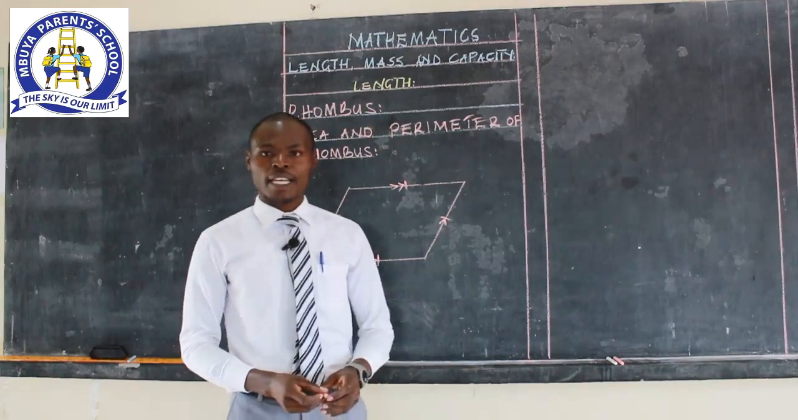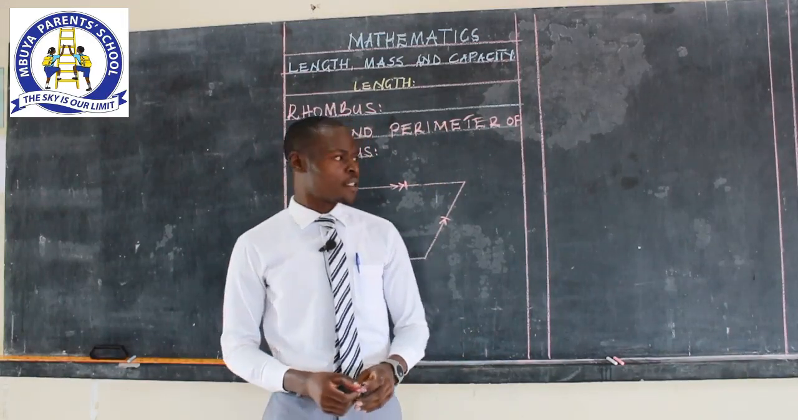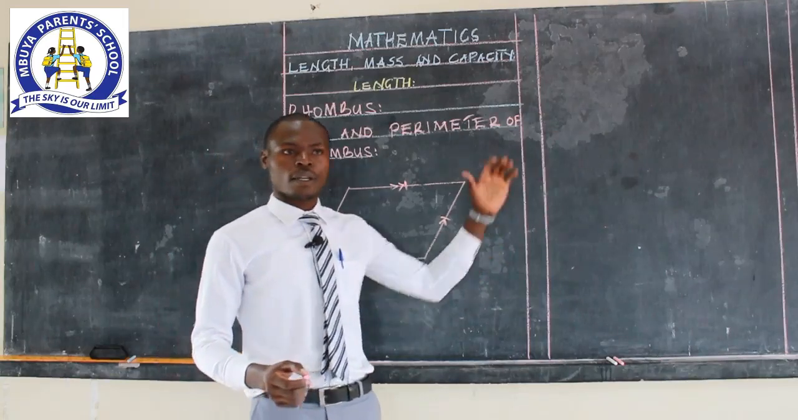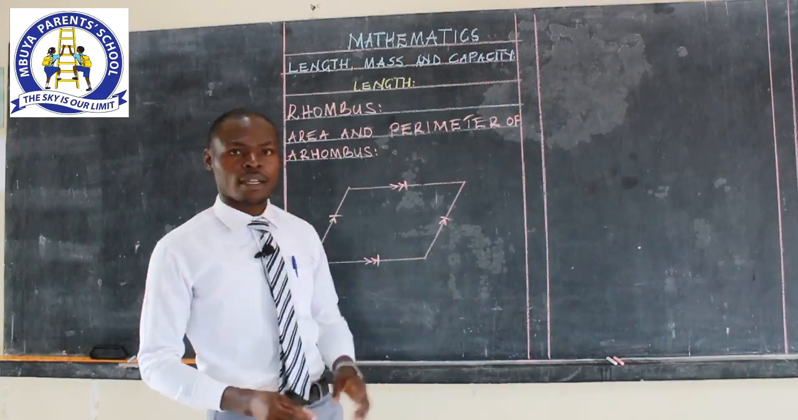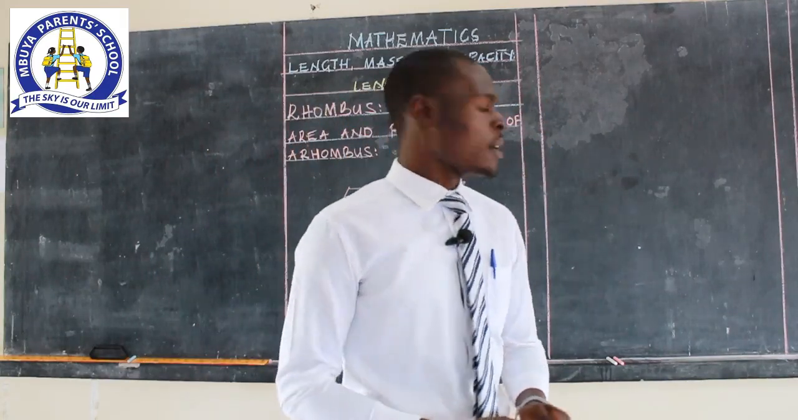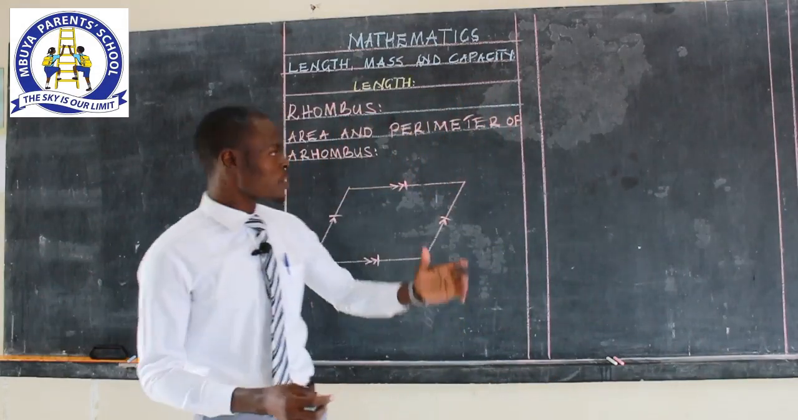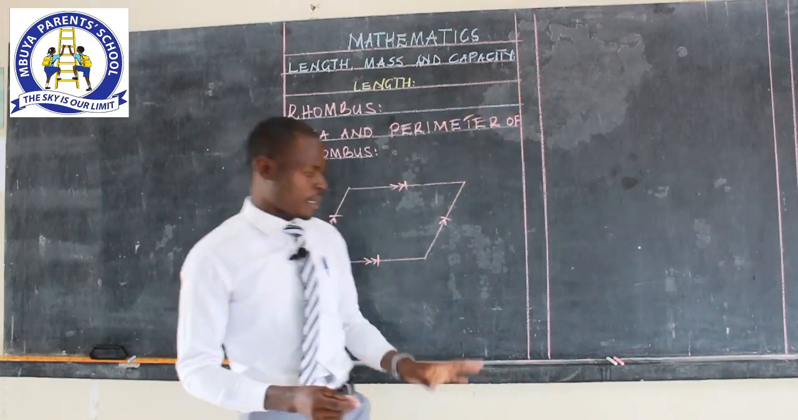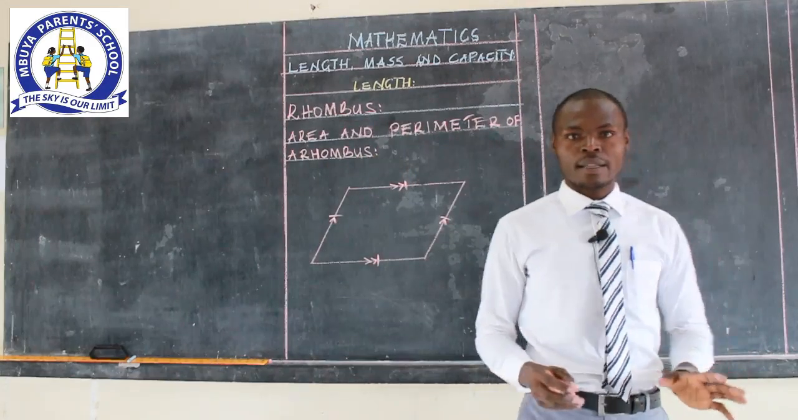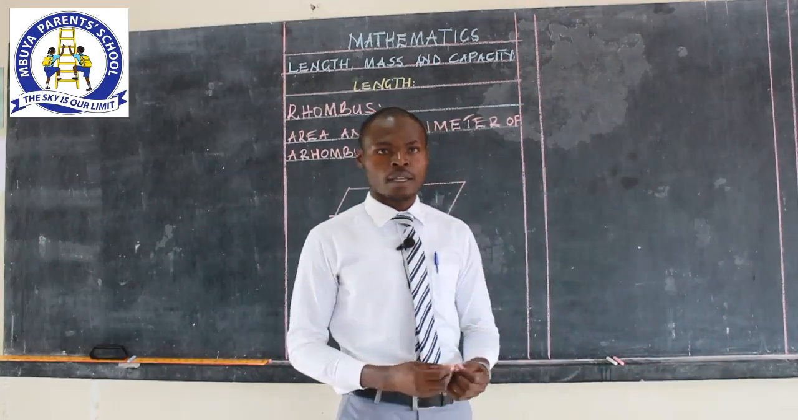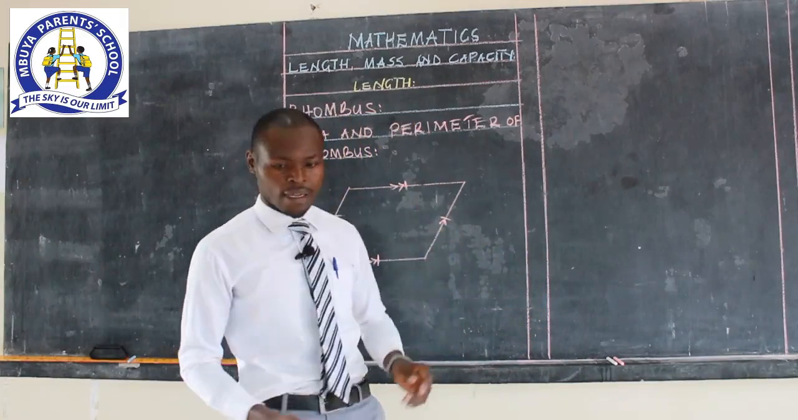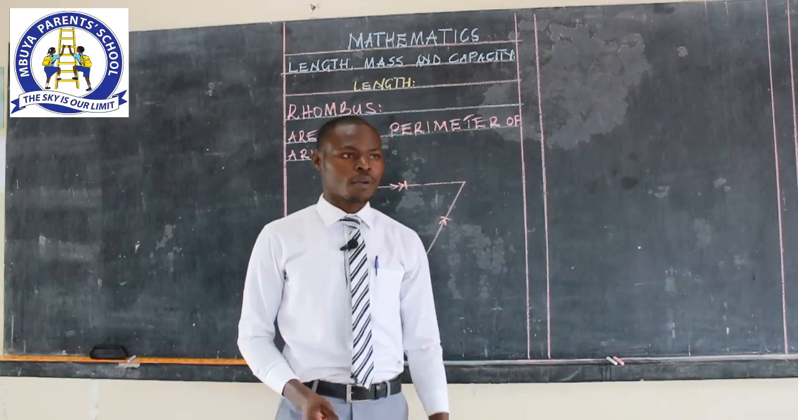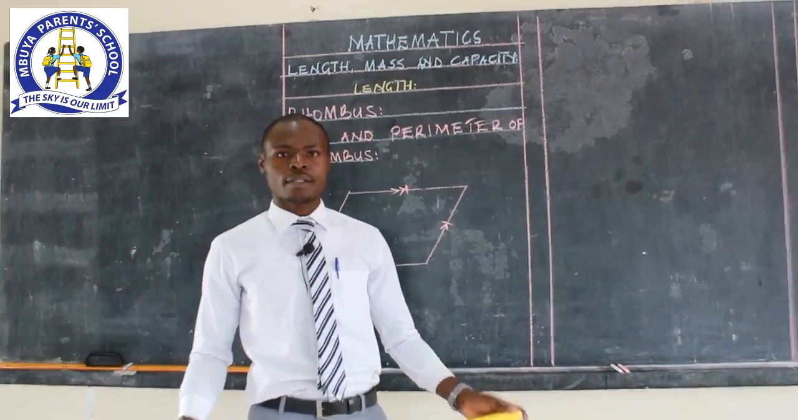Without wasting much time, my learners and whoever is viewing me this time, allow me to take you through the lesson of the day, and that is mathematics. In particular, we're going to look at length, mass, and capacity. And basically, as I said, length, mass, and capacity is quite long. You're looking at length in particular. Length in particular is still quite long because we look at length of various polygons.